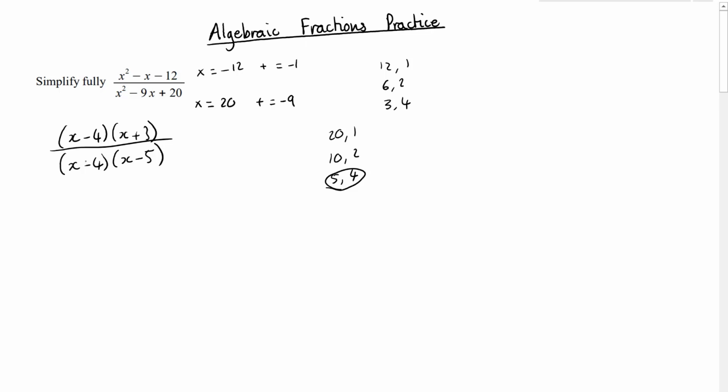And now, as we hope for, we get something that we can cancel. And so this can just be written as x plus 3 over x minus 5. We can't cancel this any further because things are being added and minused. We can't cancel x's if they're being added or subtracted.